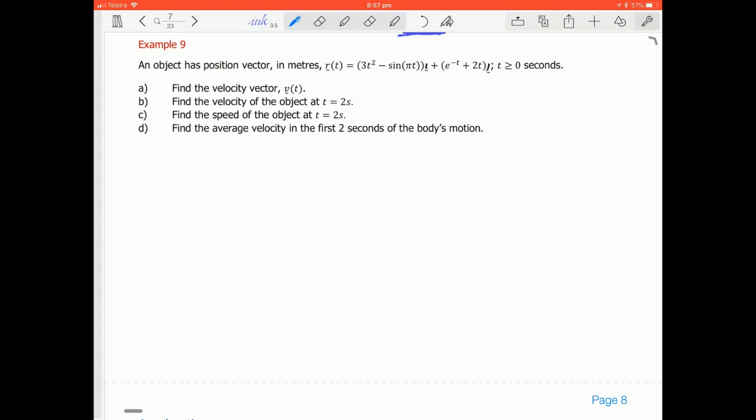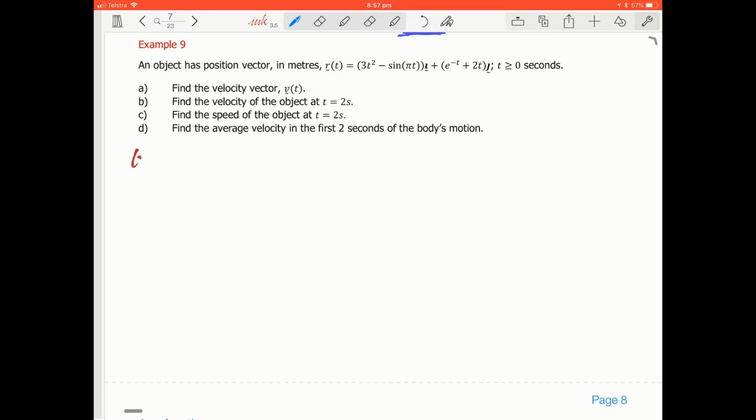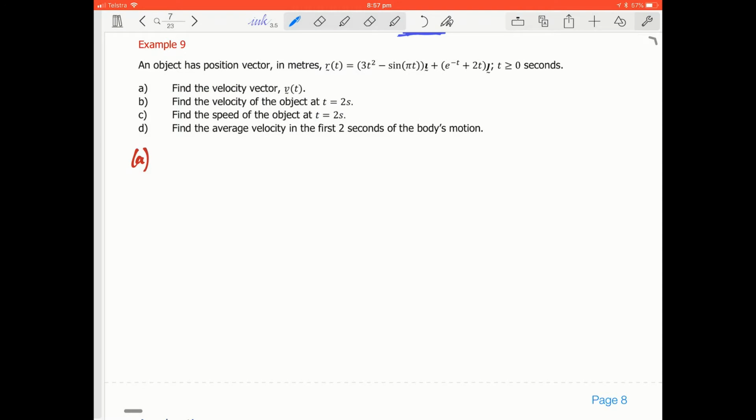Okay, so an object has a position vector in meters. r of t is that function there. Find the velocity vector, v of t. So luckily we know r dot of t is equal to v of t.